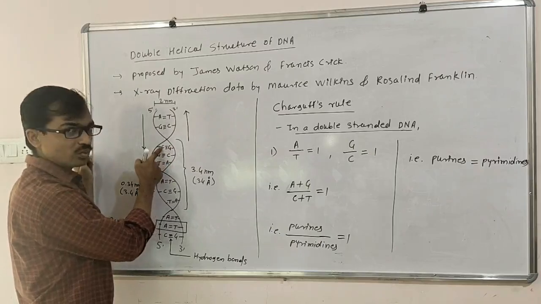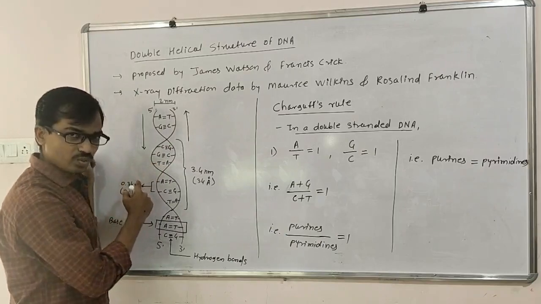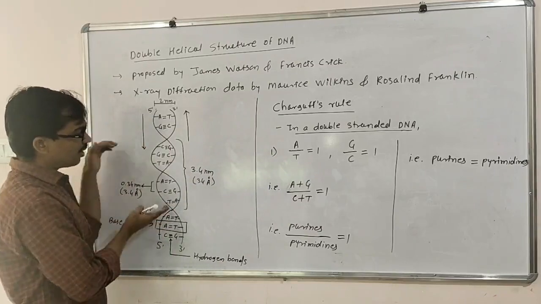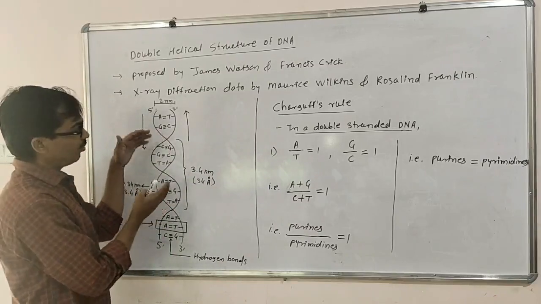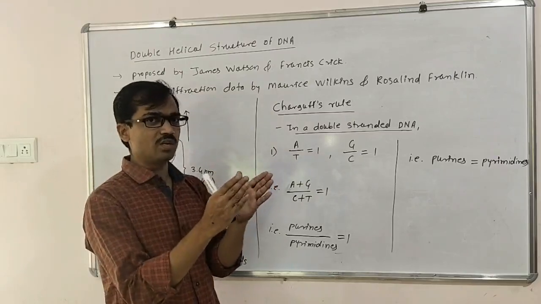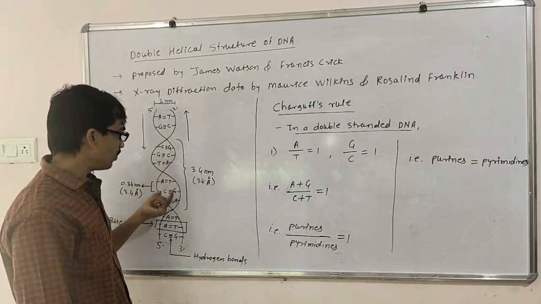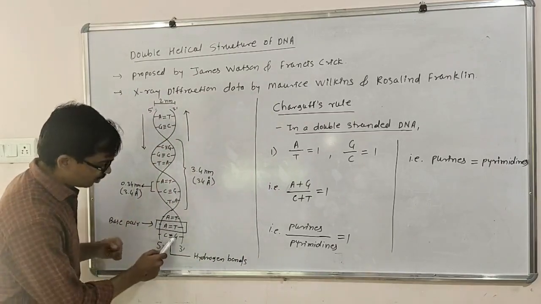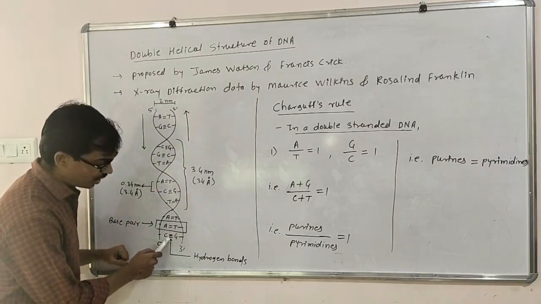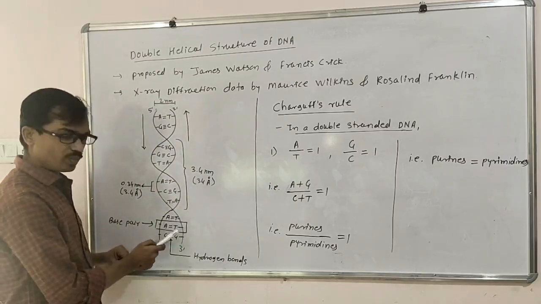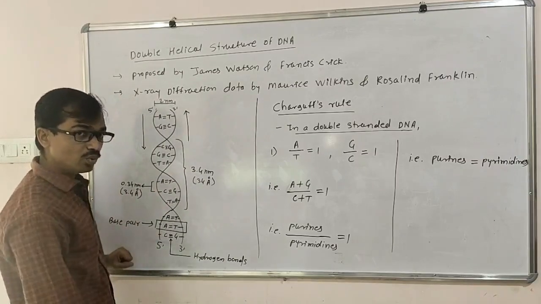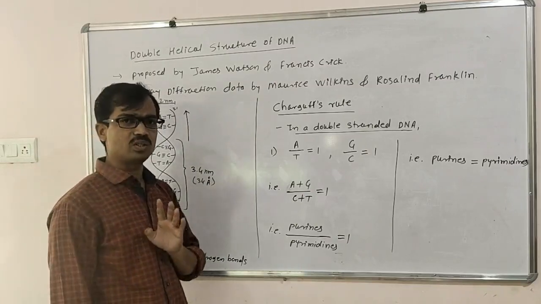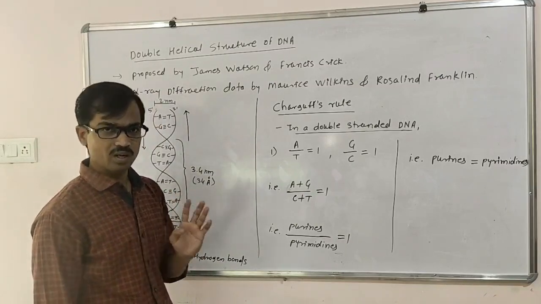G always pairs with C and T always pairs with A, according to Chargaff's rule. So this base pairing is present in the double stranded DNA, with the help of which the two strands are held together. The base pairing is present between the opposite bases with the help of hydrogen bonds. Guanine base pairs with cytosine with the help of 3 hydrogen bonds, and adenine base pairs with thymine with the help of 2 hydrogen bonds. Adenine always base pairs with thymine and guanine always base pairs with cytosine in any double stranded nucleic acid.